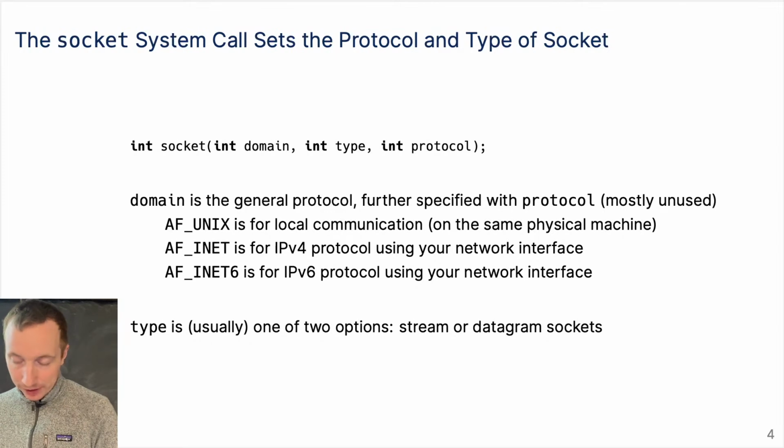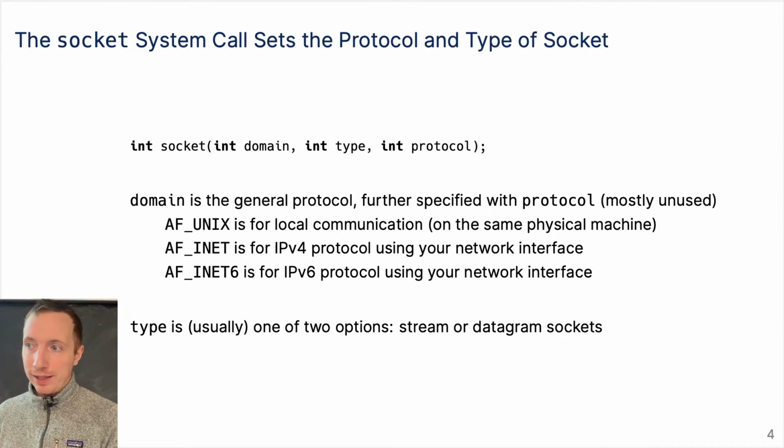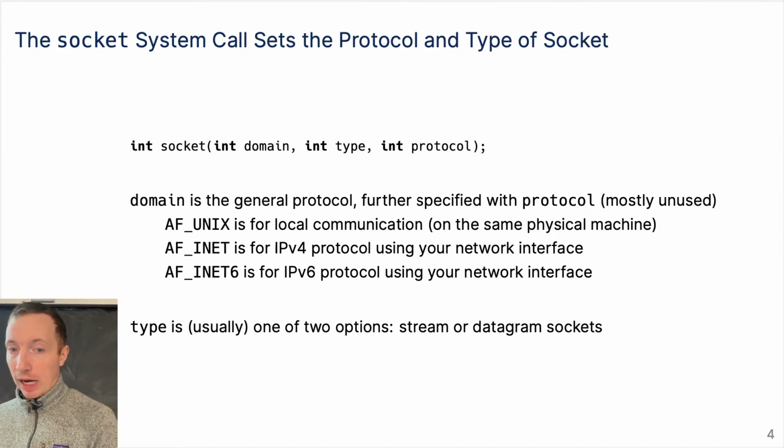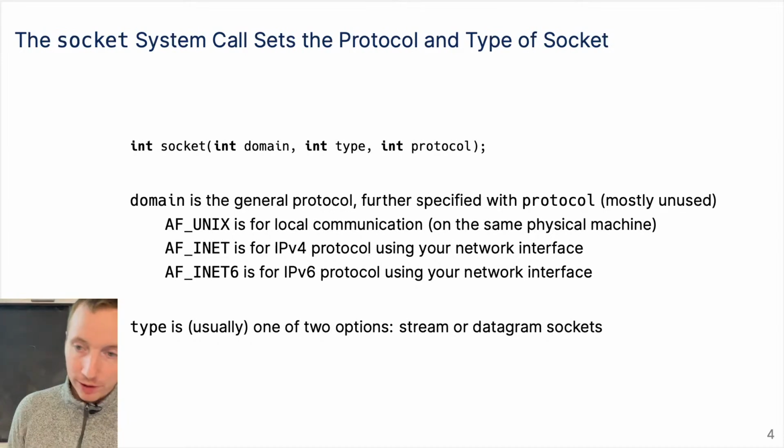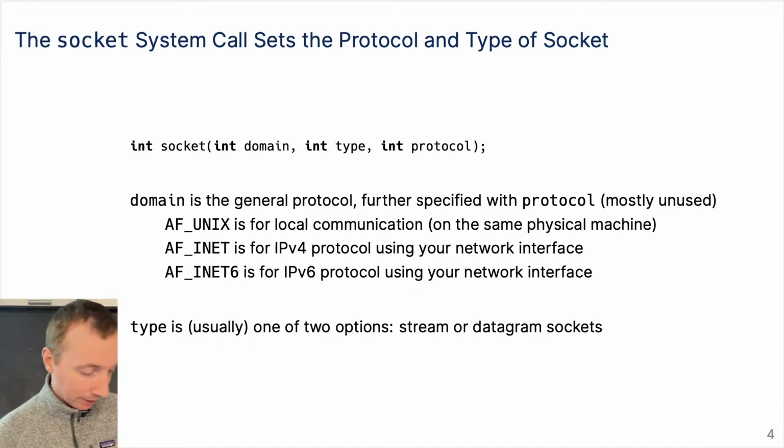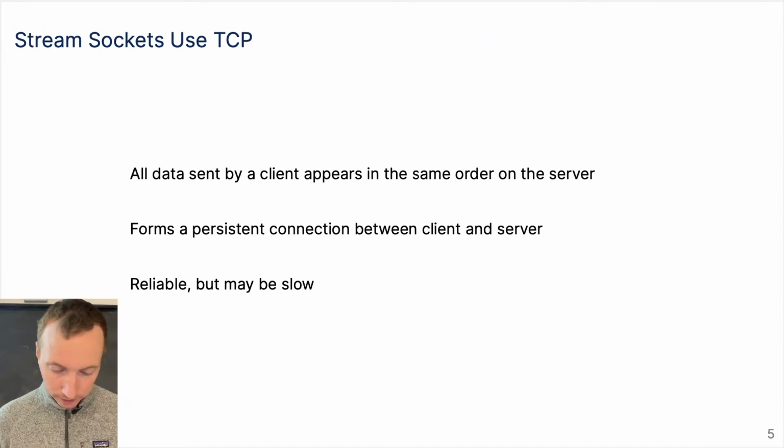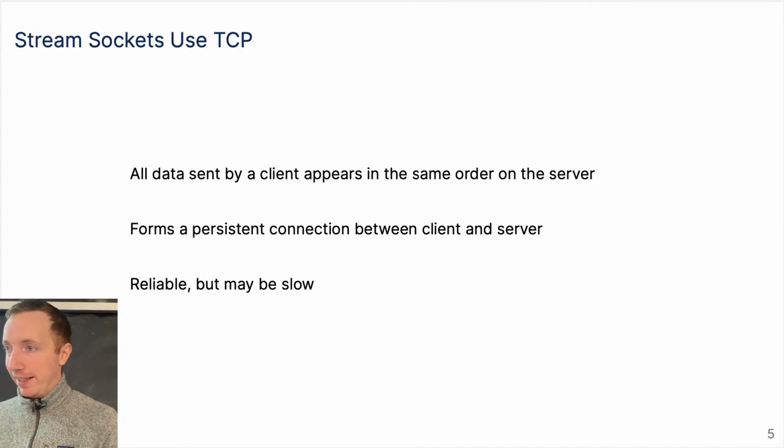And then the type is what you'll learn more about in your networking course. So if you've heard of TCP, UDP before, that is what the type is. But the kernel gives a more abstract interface to them, so they call them stream or datagram sockets. TCP is what they call stream sockets.